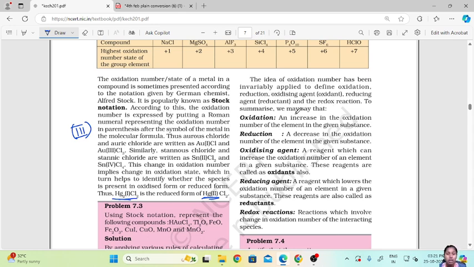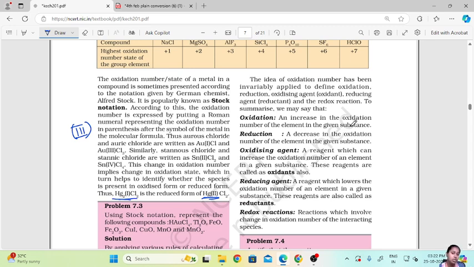Oxidation is an increase in the oxidation number of an element in the given substance. So with respect to oxidation number, the definition of oxidation is an increase in the oxidation number of an element. Reduction means a decrease in the oxidation number of an element in a given substance.